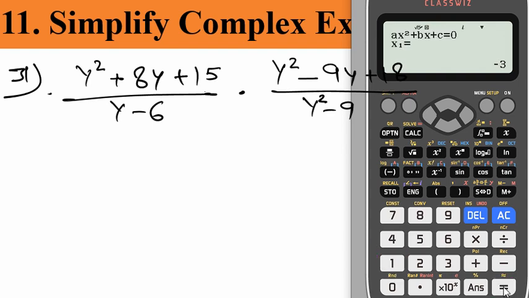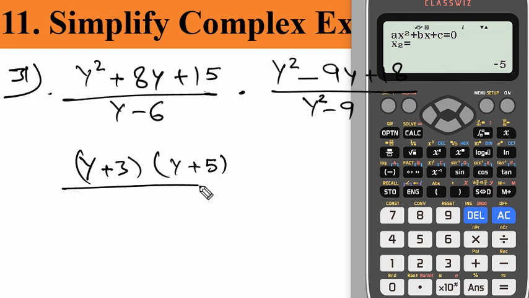X1 is minus 3. So will I write x1 here? No, this is in the form of y, so I will write y. So the first factor is y plus 3. If it is minus 3, what will you write? Plus 3, because this is the solution. And the second is minus 5, so that will give me y plus 5, right? And in the denominator we have y minus 6. Similarly we will do the next.